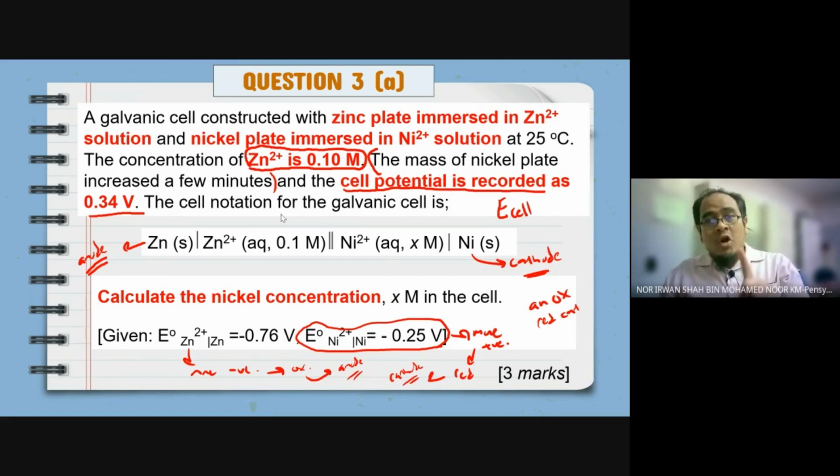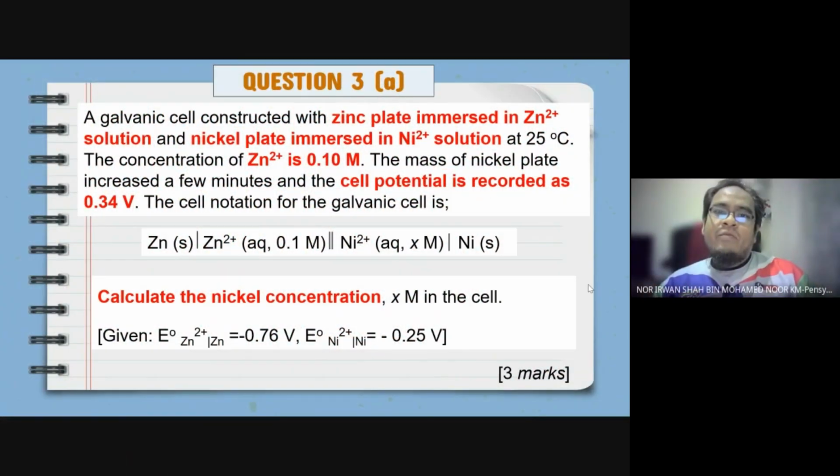Tapi kalau kita tengok pula dekat zinc, apa berlaku dekat electrode zinc ataupun zinc plate? So zinc berlaku oxidation kan? Zinc akan oxidize jadi zinc 2+. So zinc 2+ akan masuk dalam solution. Jadi apa jadi pada zinc? Jadi zinc plate lama kelamaan dia punya mass akan decrease over time. Kenapa? Sebab zinc dia dah oxidize tu, jadi lama kelamaan dia akan getting thinner and thinner and thinner, makin kurus.